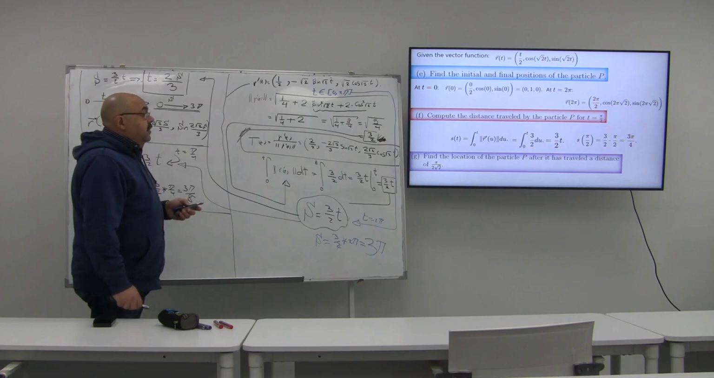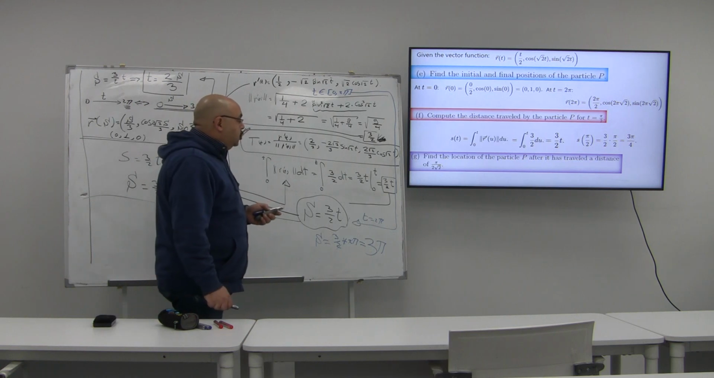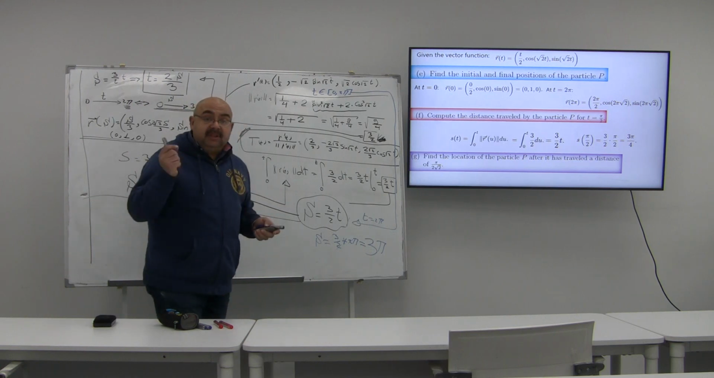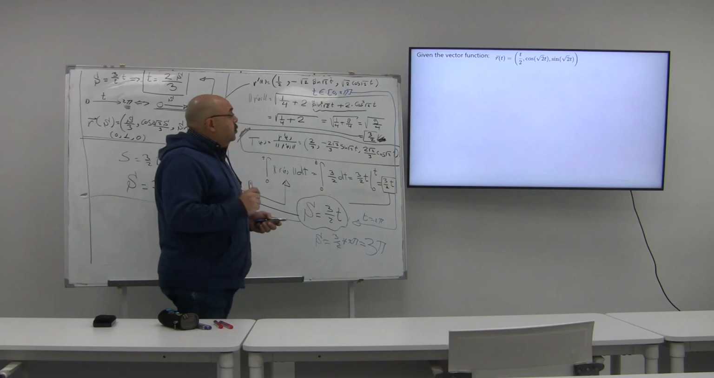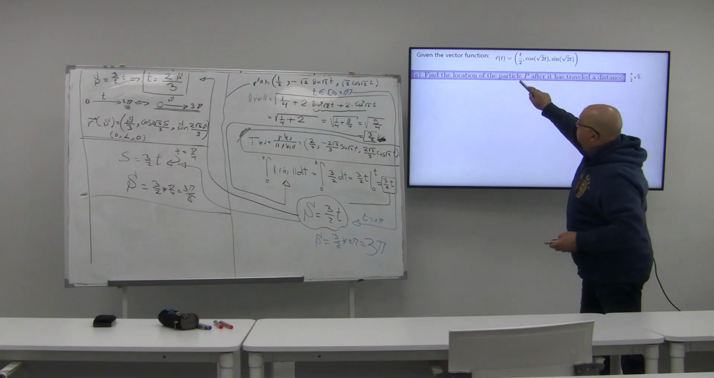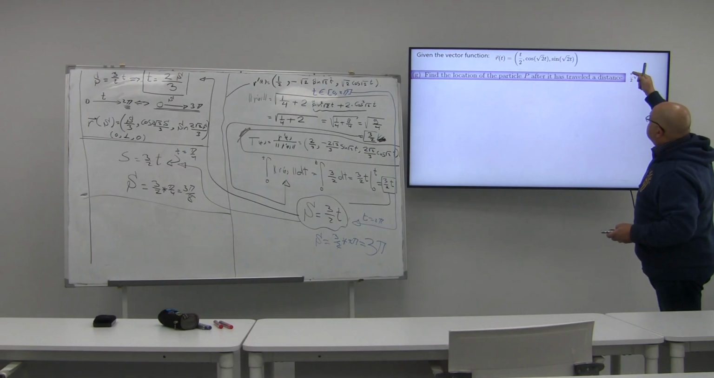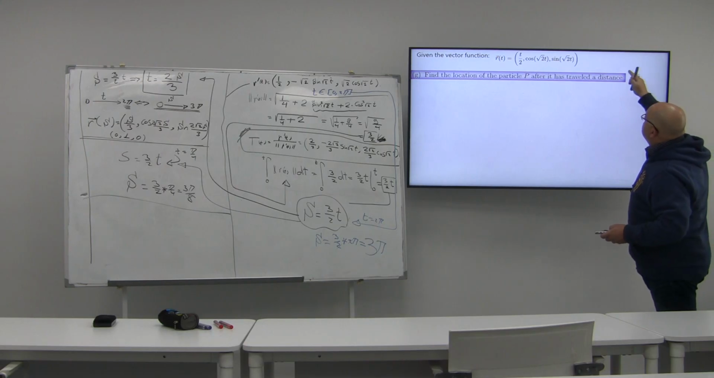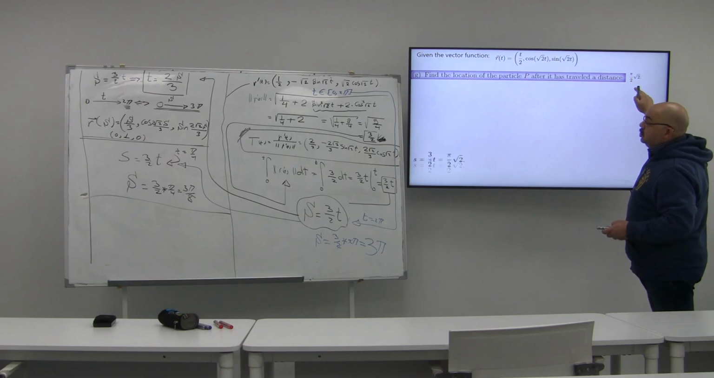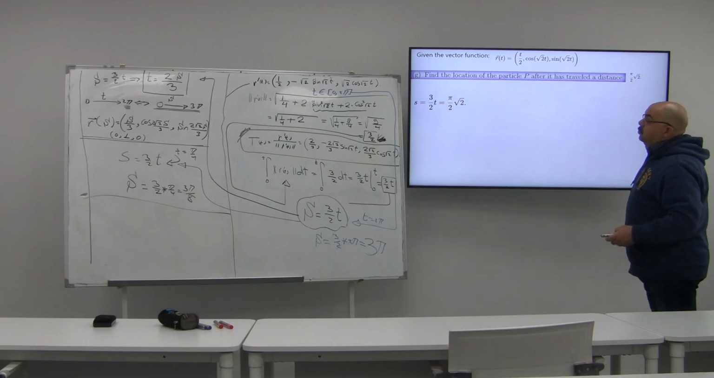I want to find the location of particle B after it has been traveling a distance of pi over 2 root 2. So he's asking you when s is equal to this value. So I'm going to use this value instead of s, using the parametrization in s, or use this value to get the corresponding value of t. Both of them can work fine.